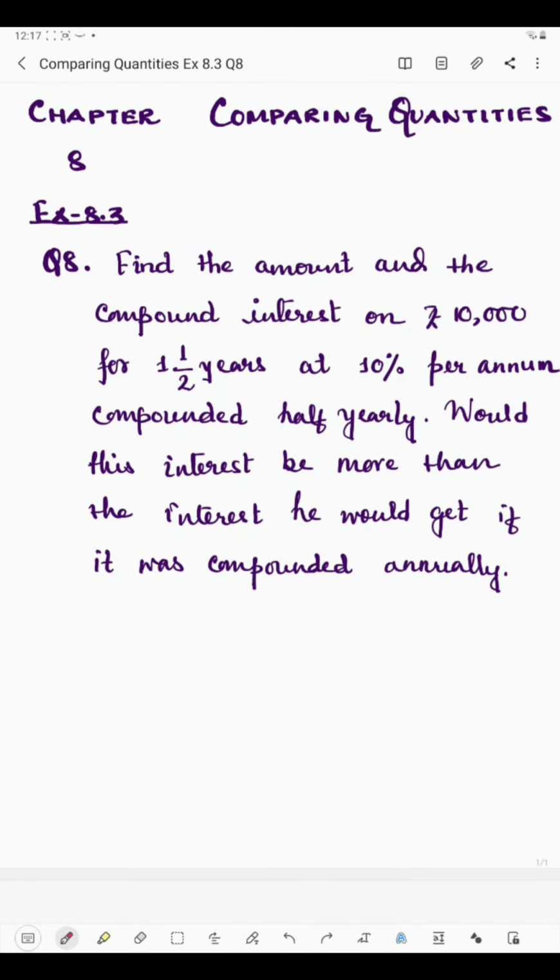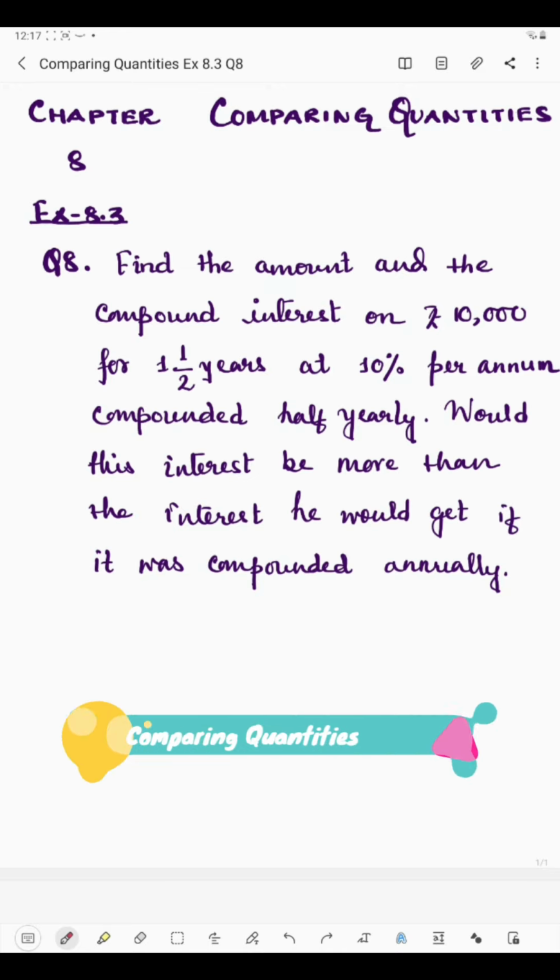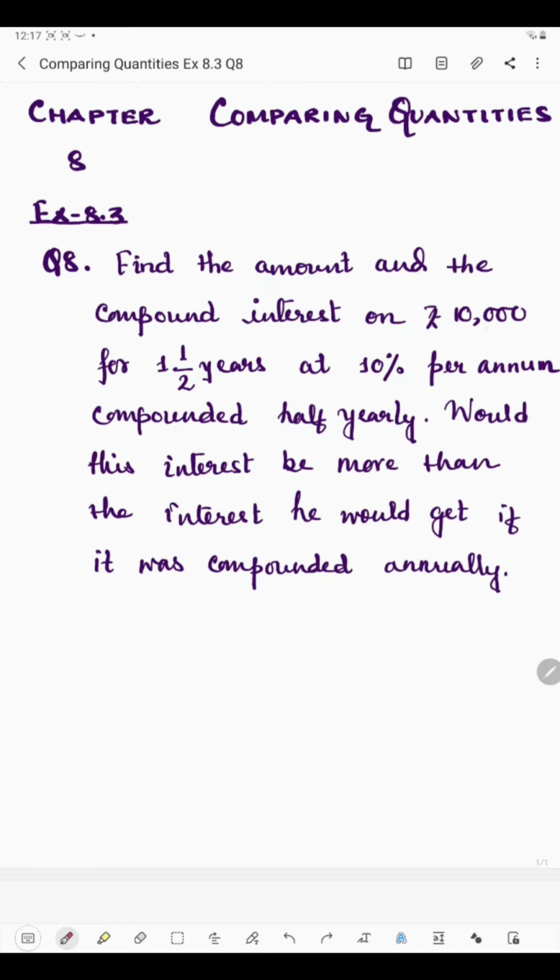Hello students, now I'm going to start question number 8 of exercise 8.3. Question number 8 says: find the amount and the compound interest on 10,000 for 1.5 years at 10% per annum compounded half yearly. So at first we have to find the amount and compound interest on rupees 10,000 for the time period 1.5 years and 10% rate of interest, which is compounded half yearly.